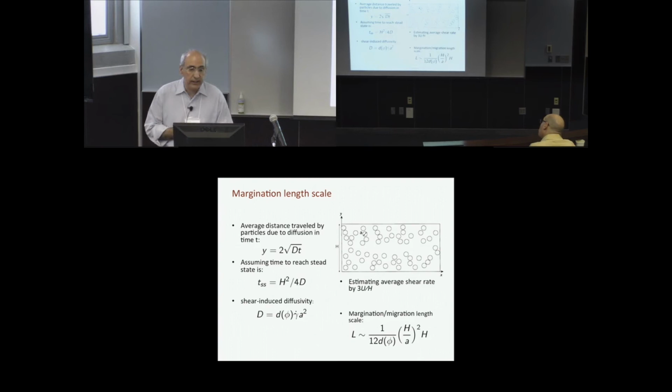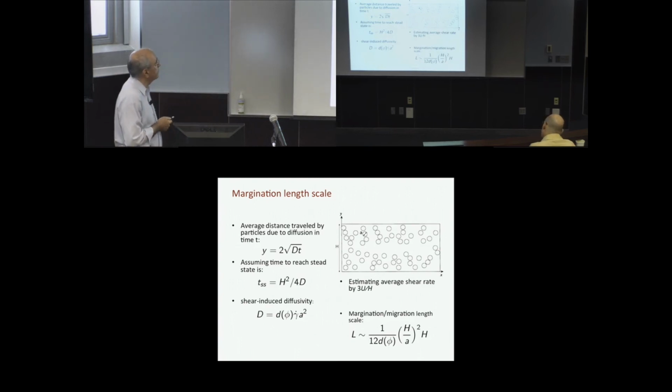So if we do the margination length scale based on the diffusive length scale, so interaction with the RBC and diffusion due to this interaction, and we take y, the lateral direction, to be scaled with the diffusion coefficient D, the time to steady state scales as h squared over 4D.